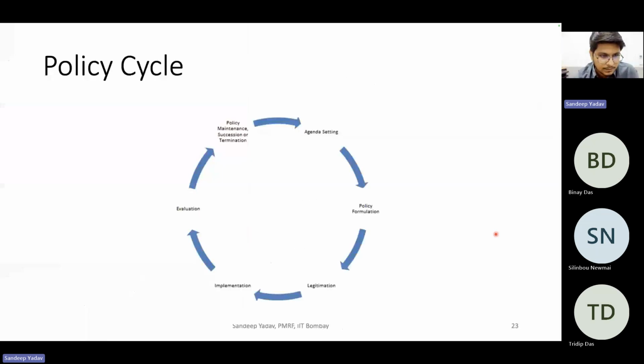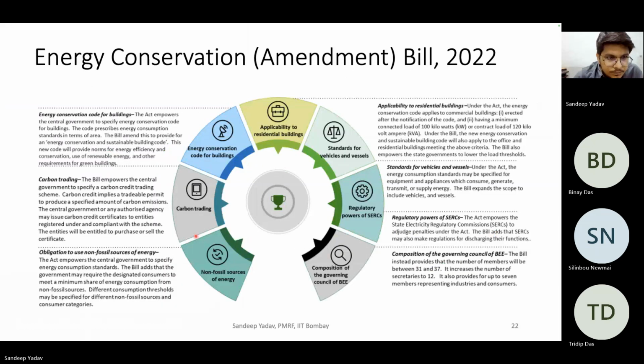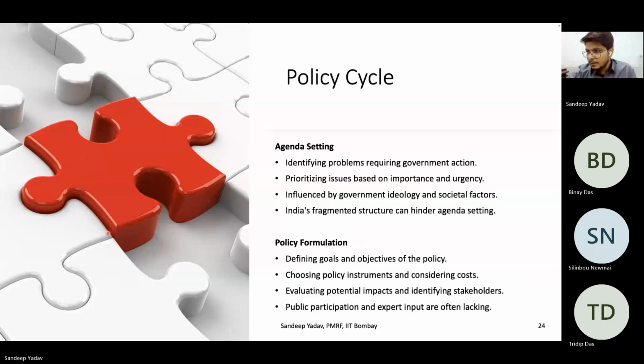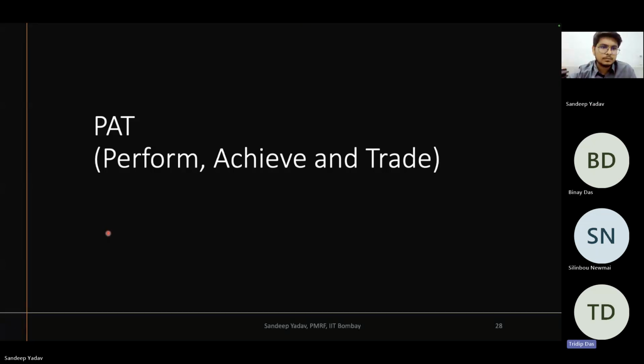This is also in the bill, which empowers the central government to specify carbon credit trading. Carbon credit implies a tradable permit to produce a specified amount of carbon emissions. The central government or any authority or agency may issue the carbon credit certificate to entities registered and compliant with the scheme. The entities will be entitled to purchase or sell the carbon certificates. Is it clear? Okay, sir.